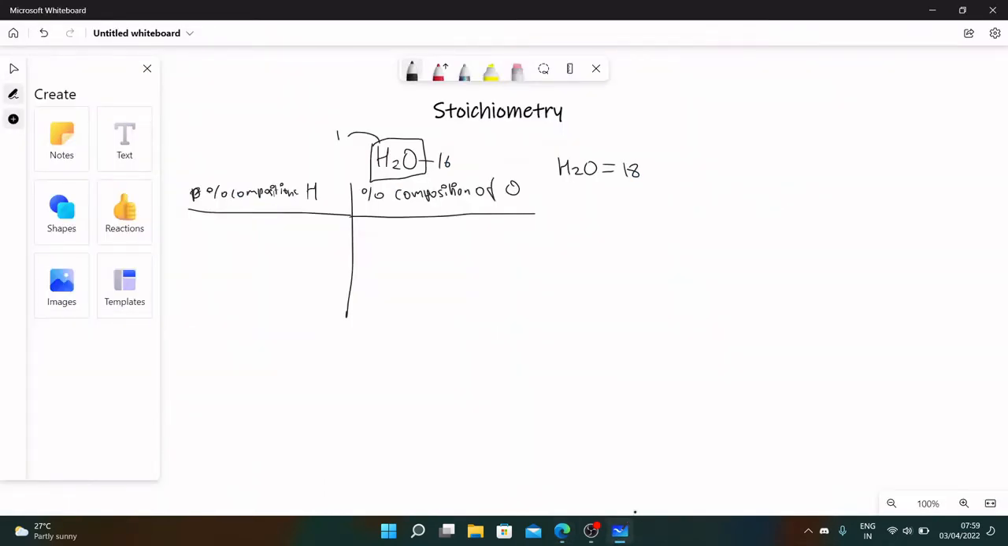Now, we need to get the individual masses of oxygen and hydrogen. Hydrogen is 1, but we have 2 hydrogen, so you have 2. And then oxygen, we only have 1 oxygen, that's 16. And then we just have to divide this value by the molar mass of water and multiply it by 100. So 2 by 18 into 100 will give you a percentage of 11.11%. And then the percentage composition of oxygen is 88.88%.